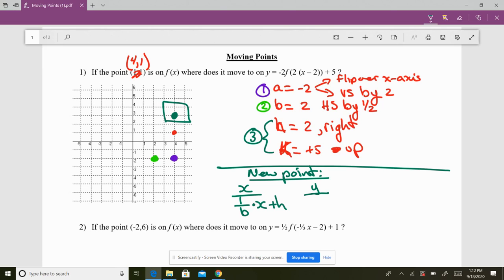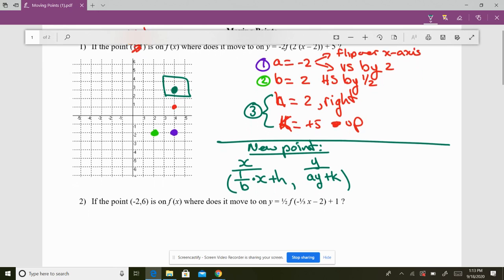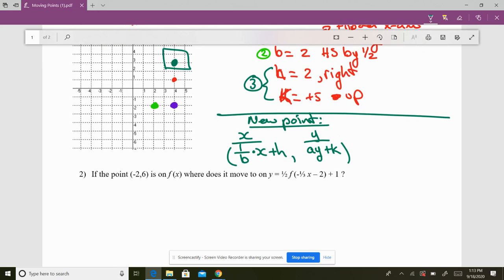Now for Y, A and K affect Y. You do A first. So it's going to be A times your Y value plus whatever K is. And those are your new coordinates. Okay. You should write those formulas on your study guide, because I will ask you to move a point. So we can now do this next one. We start with the point -2, 6 on f of x, and we change f of x, and we do all this stuff. Where does the new point end up?